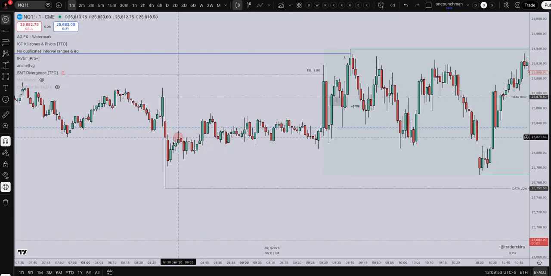Now, typically with a play like this, we'd want that sweep to happen well before New York Open starts, because as we start approaching New York Open, the probability of that type of setup becomes lower, and in terms of risk, it becomes very risky. So we got lots of consolidation here, nothing to really work with.